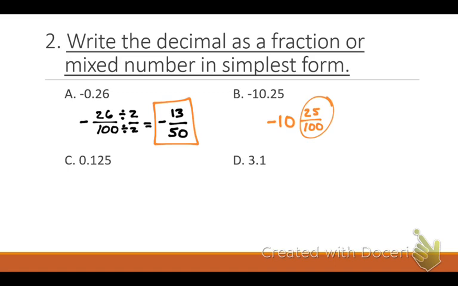Can 25 hundredths be simplified at all? Yes, you could divide by 25 on top and bottom, and what would you get? 1/4.